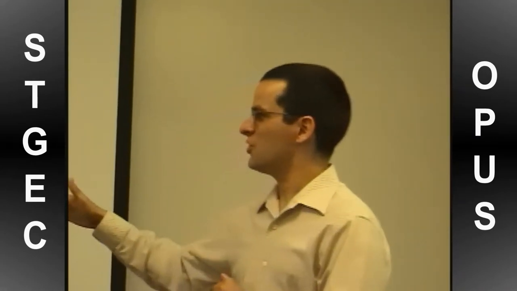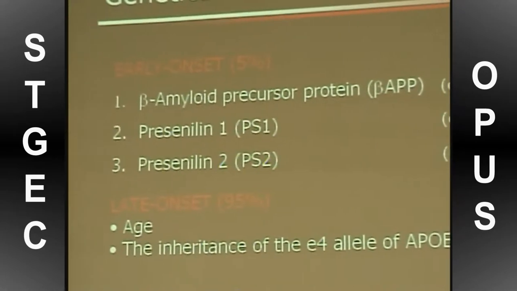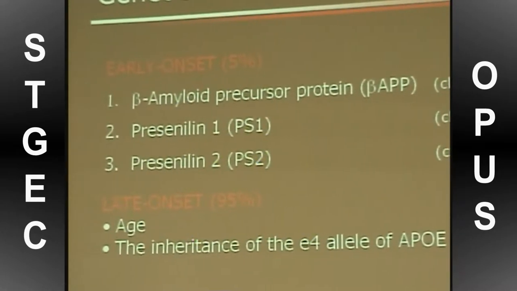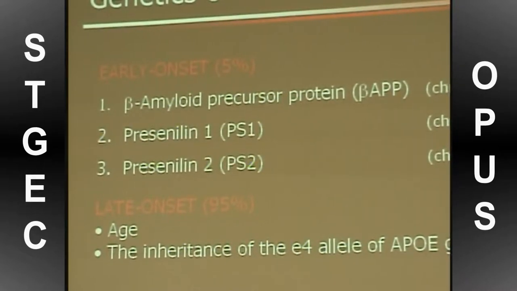The majority of cases, however, are sporadic, and the causes are not known. They are just risk factors. The major risk factor, as I mentioned before, is age, and also the presence of the E4 allele of the APOE gene, which is on chromosome 17.